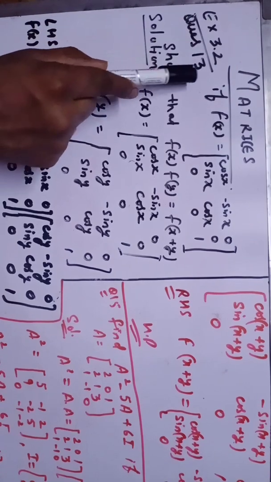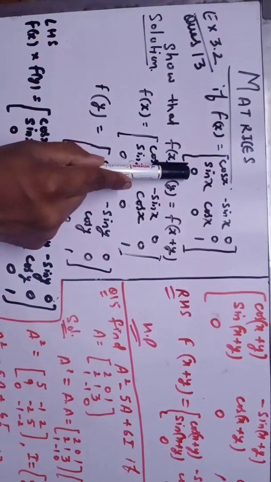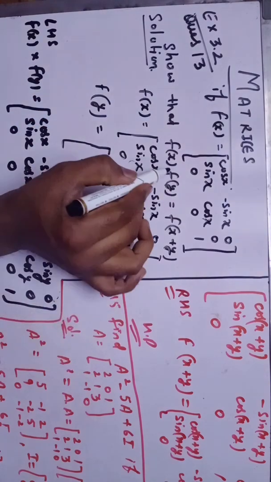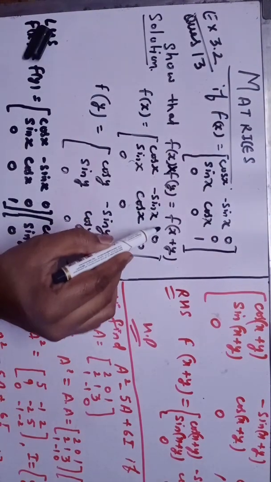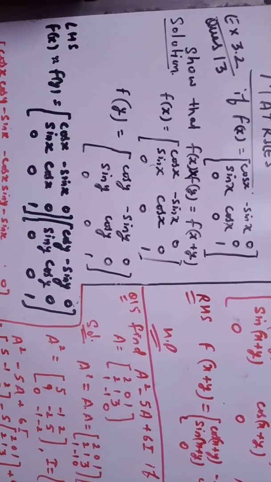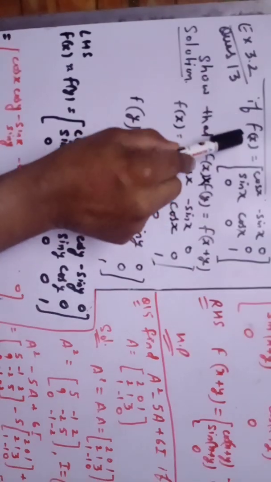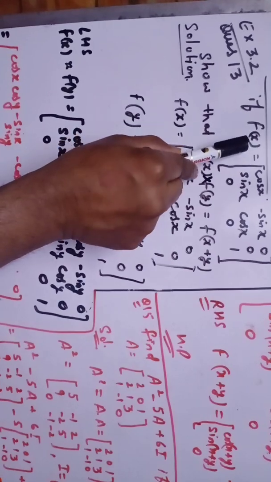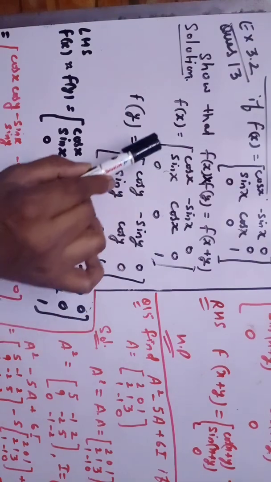In question number 13, F(x), this matrix, is given to you, and you have to show that F(x) into F(y) is equal to F(x plus y). This is what we have to prove. F(x) is a function in the form of x. Here the variable is x, so F(x) is given to us. I have just written the same.